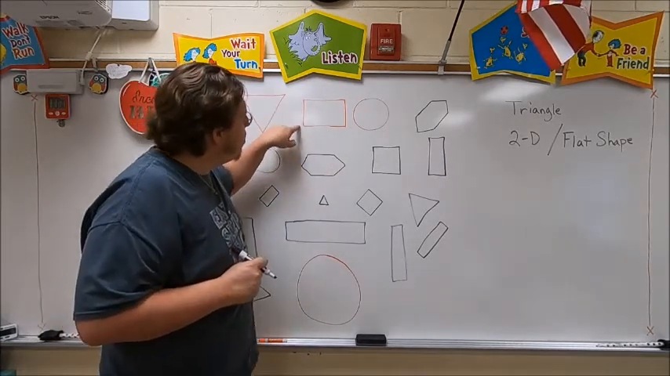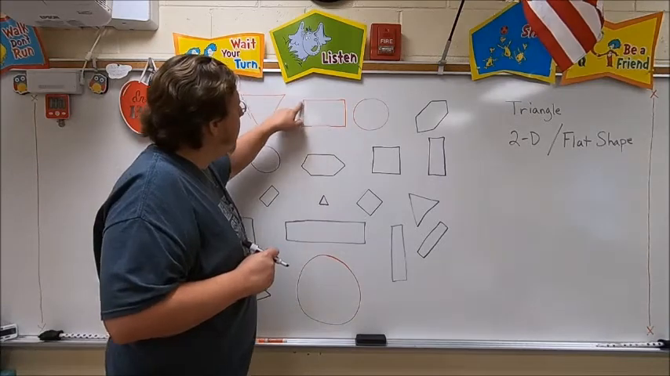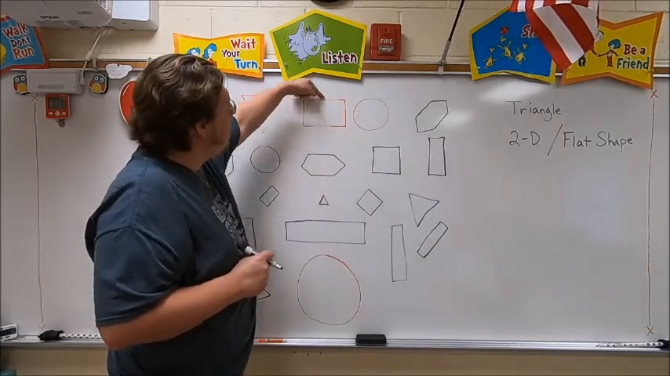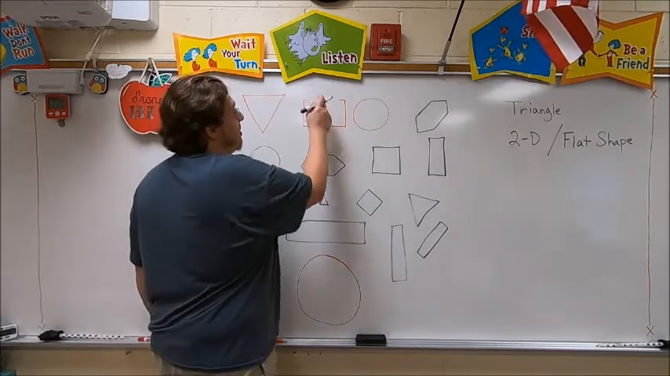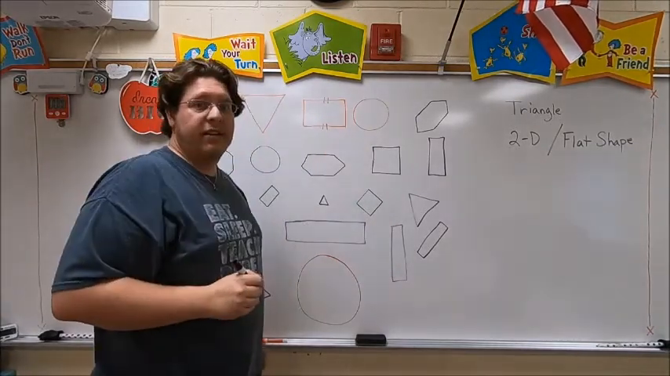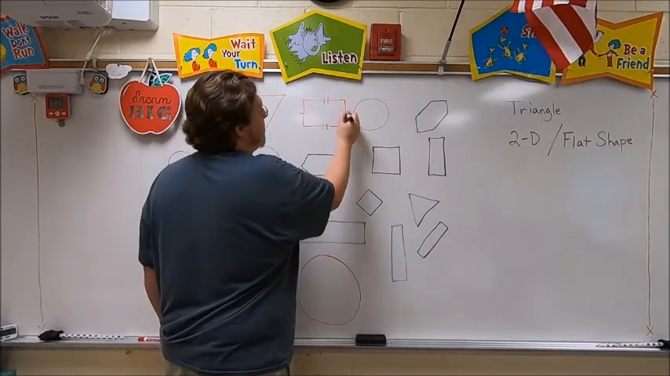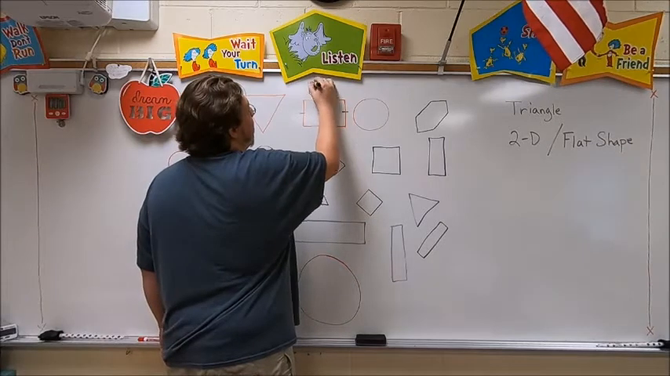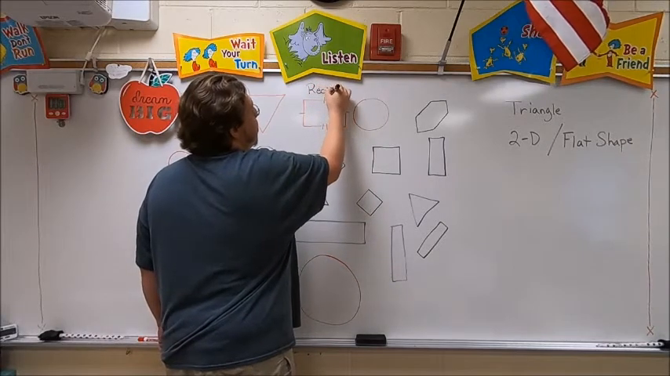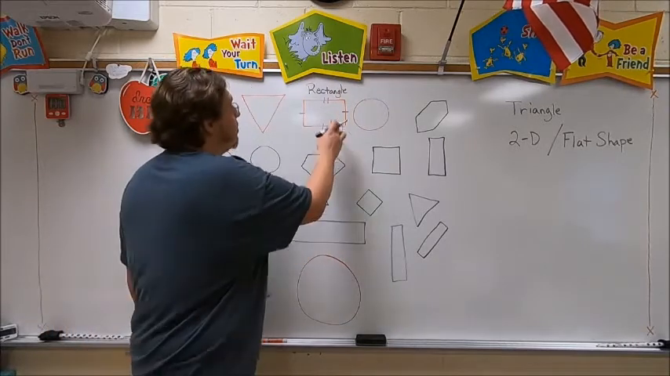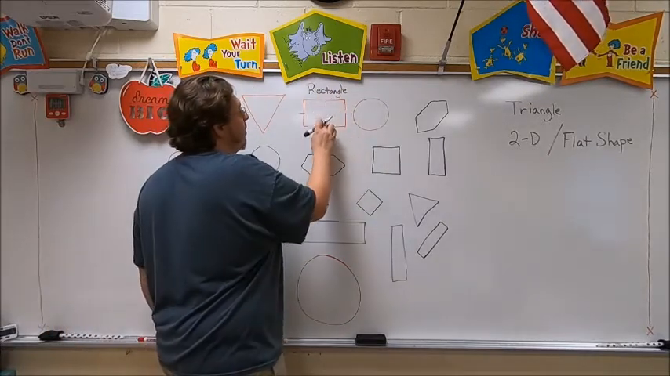It's got short sides here and here. And it's got long sides here and here. But they're the same. Look here. This one is the same as this one. And this one is the same as this one. That means this is a rectangle. Okay? So that's our second shape.